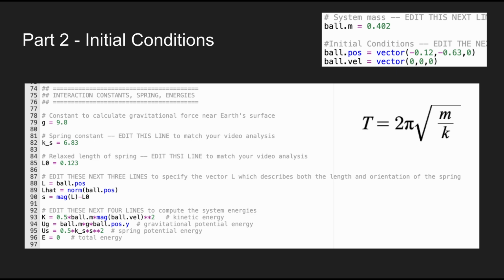Due to how the system in this model is the object, the spring, and the Earth, there are no surroundings doing work on the system. Therefore, the total energy is 0.